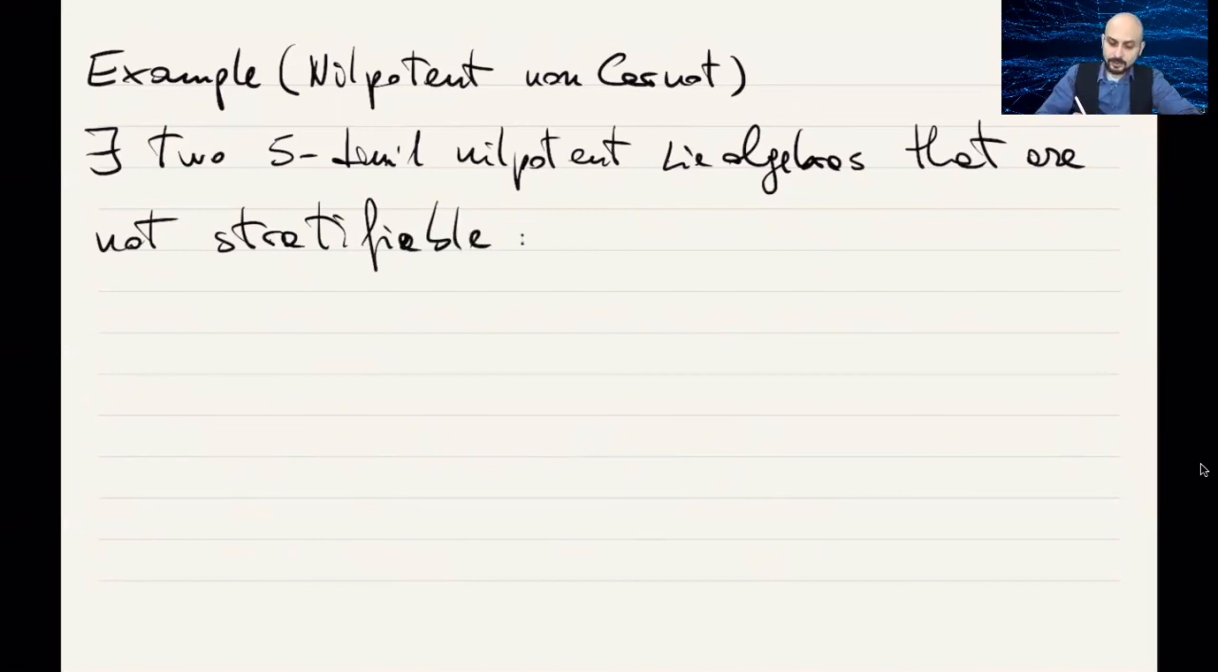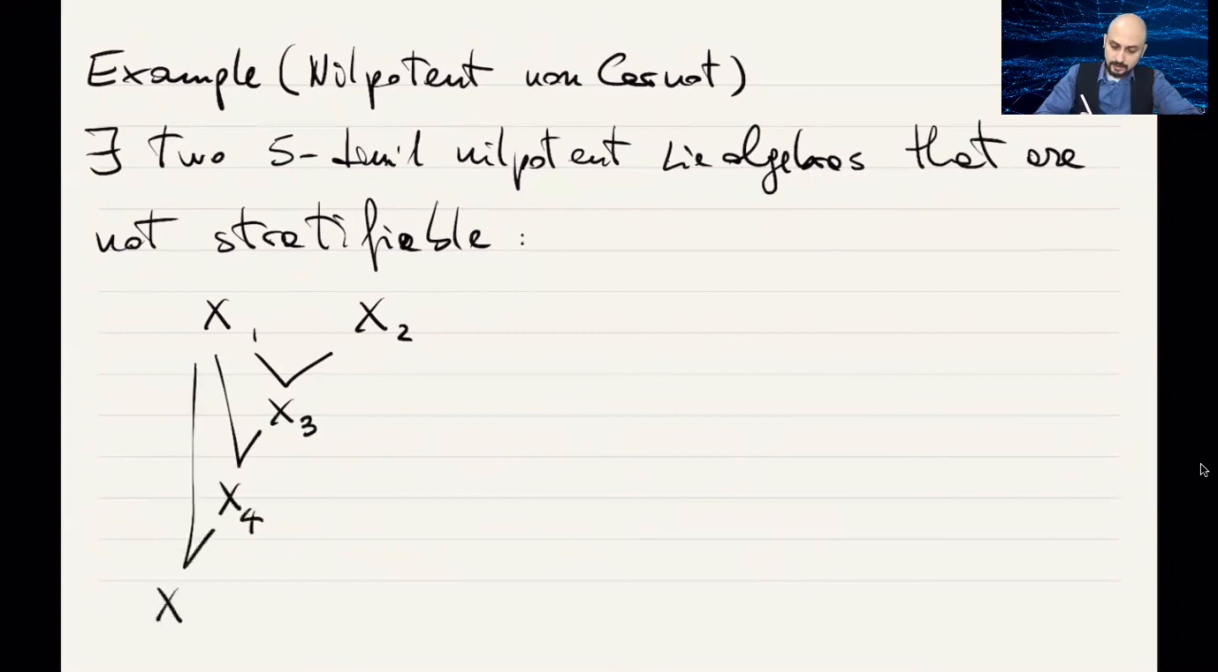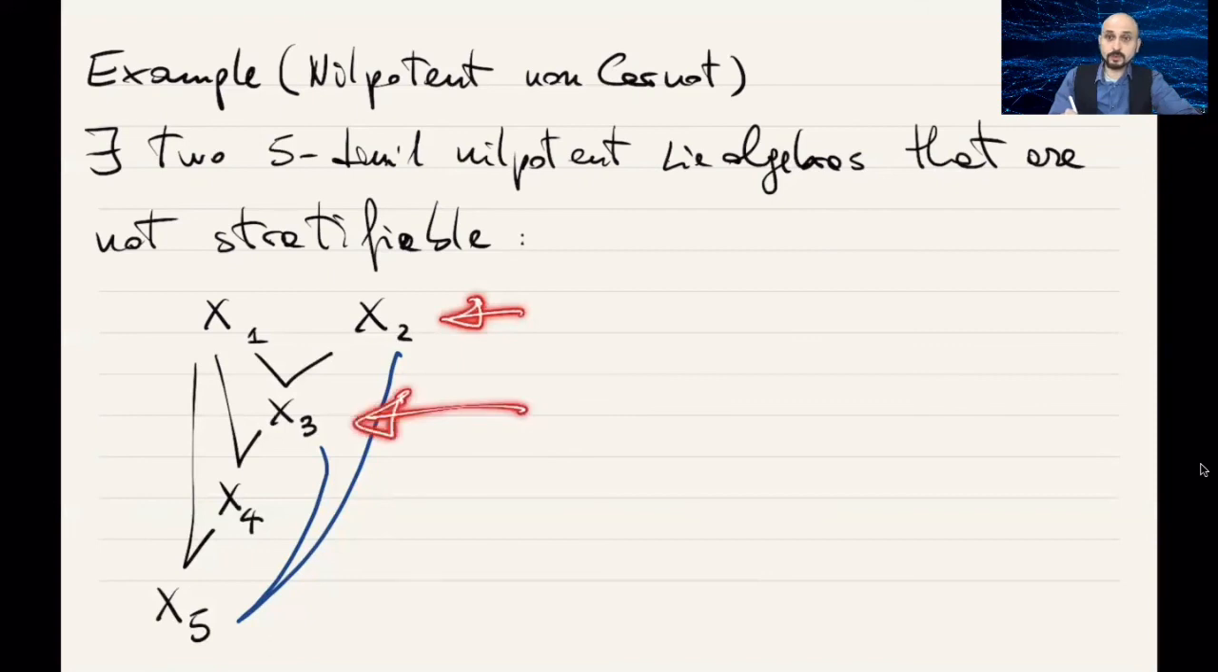Okay, so the first one, I will still write the diagram like if it were Carnot. The diagram that I draw would give me the filiform algebra of dimension 5. But now I'm going to add one more bracket. So the bracket between x3 and x2 is x5. Now you see that the new bracket that I draw doesn't maintain the grading, because something of degree 1 with something of degree 2 should have degree 3. Instead, this one has degree 4.